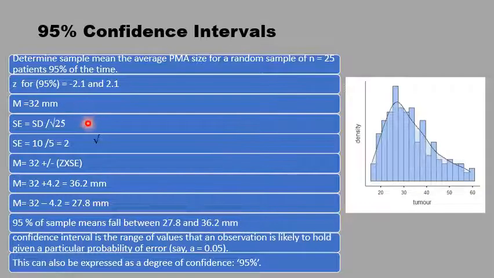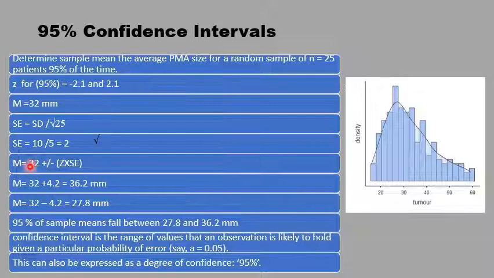Now, rather than using the standard deviation of the old series, we'll use the standard error, which is the standard deviation divided by the square root of the number of patients in the new series. So this would be 10 divided by the square root of 25, which is 5. The standard error would be 2.